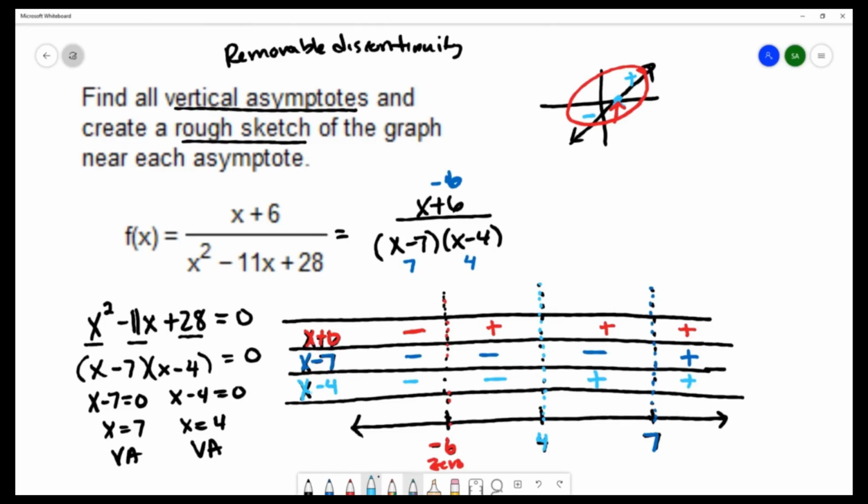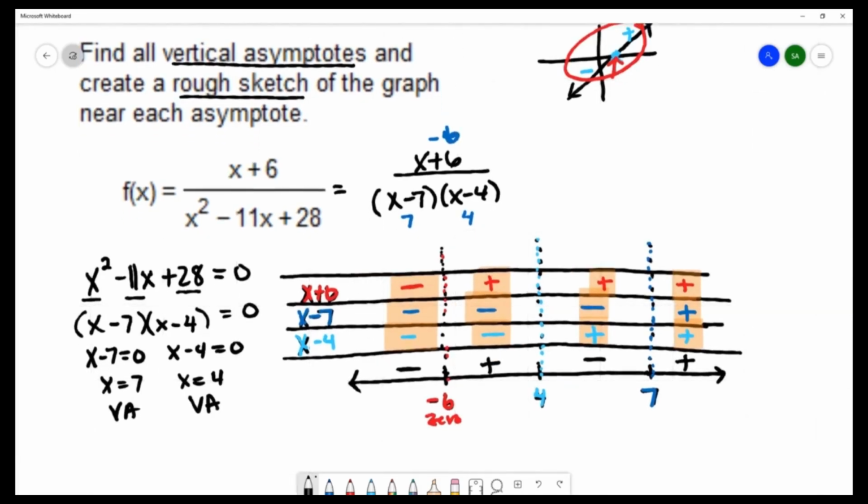So if I multiply these three signs together, a negative times a negative times a negative will be a negative for that interval. We multiply these three signs together. A positive times a negative will be a positive. We're going to multiply these three signs together. A positive times a negative will be a negative. A positive times a positive will be a positive.